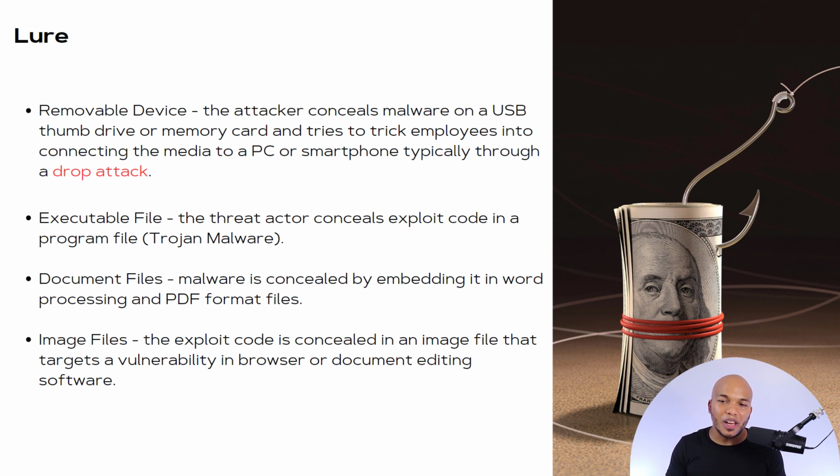And then executable file, where the threat actor would conceal exploit code in a program file. Of course, we've got the classic Trojan malware, an app that would look like a gaming app. There's nothing nefarious or malicious about this particular application. They install it, and then behind the scenes, the app is actually doing something very bad. And then document files, where malware is concealed by embedding it in word processing and PDF format files. And then, of course, image files, where the exploit code is concealed in an image file that targets a vulnerability in browser or document editing software.